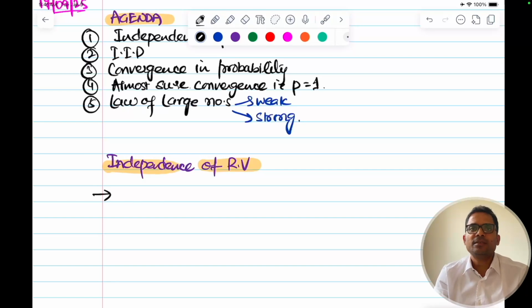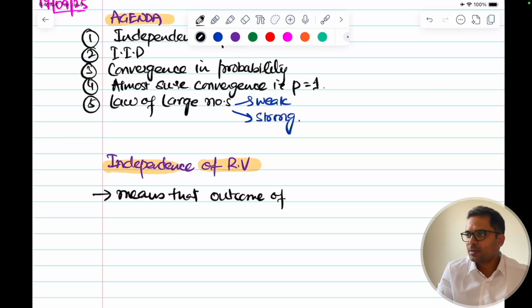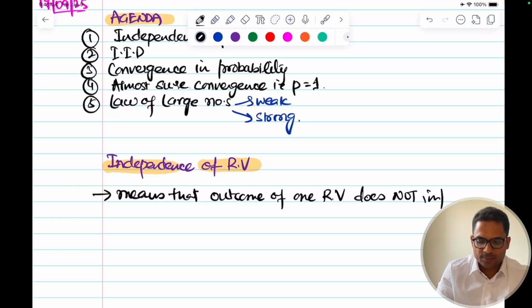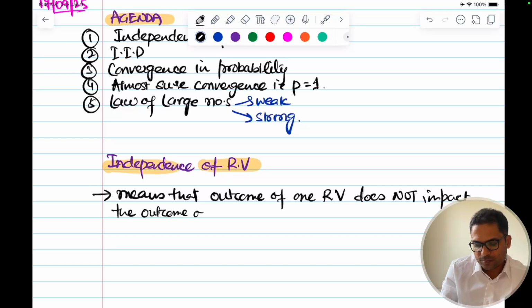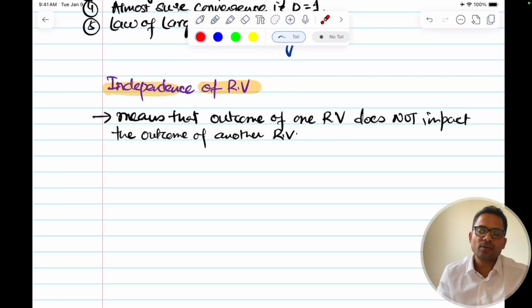So what does that mean? This means that the outcome of one random variable does not impact the outcome of another random variable. Let's write all the formulae. We know this. Okay, let's write all the formulae for each of the cases.